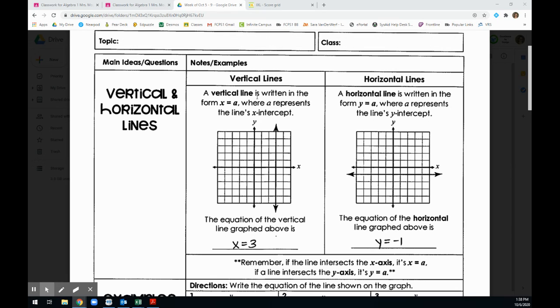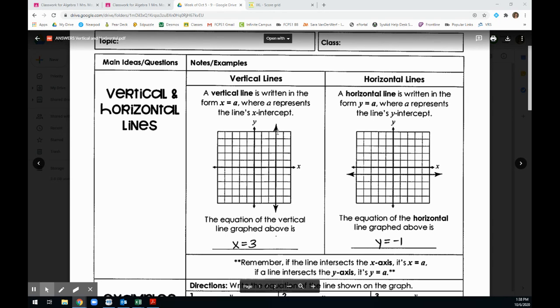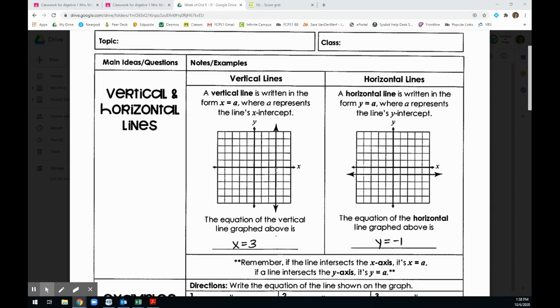When we have a vertical line, we write the equation as x equals a number. And that number can be found by the graph's x-intercept. So we simply write, this vertical line right here crosses the x-axis at 3, and so the equation is x equals 3.